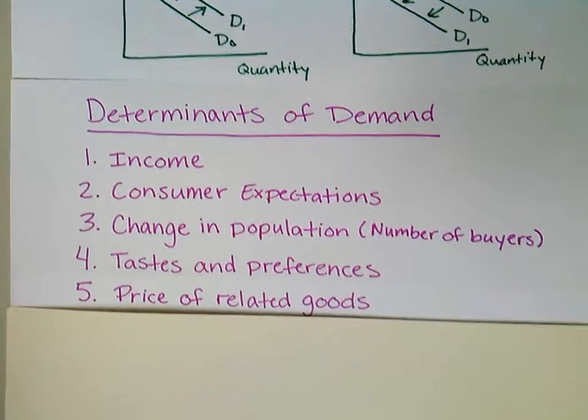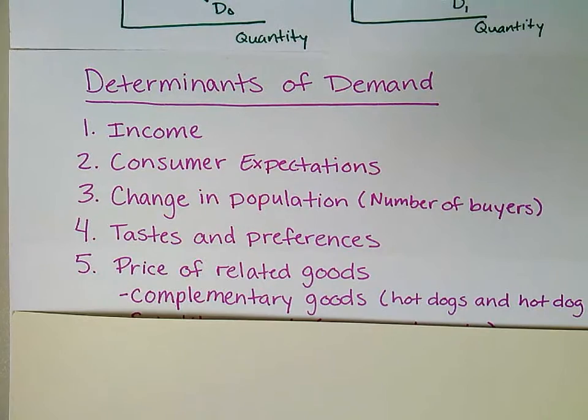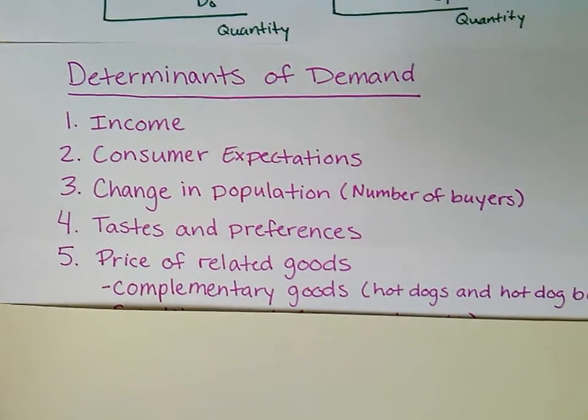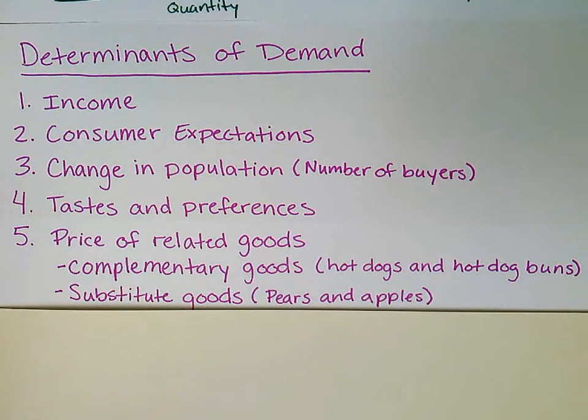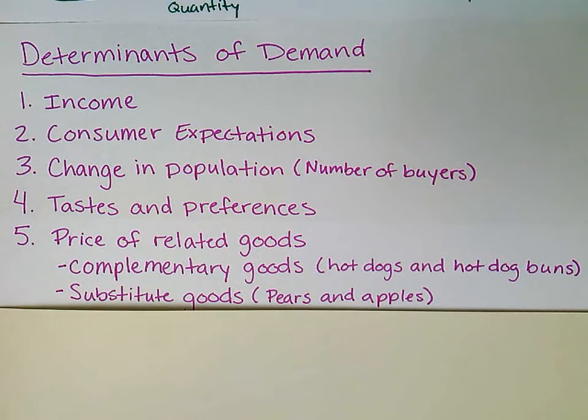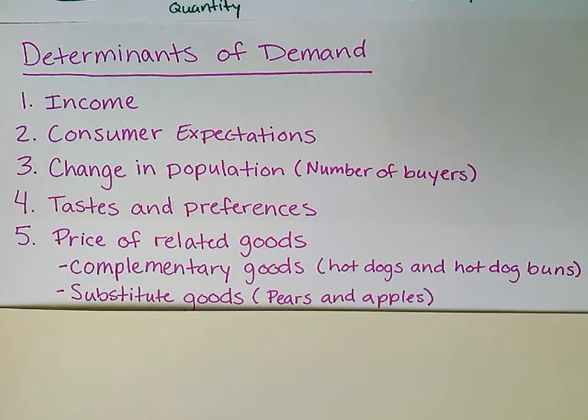Now, as part of related goods, you learned that that includes complementary goods, such as hot dogs and hot dog buns, which go together, and substitute goods, such as pears and apples. If the price of pears goes up, then I can get apples. If the price of apples goes up, I'm going to get pears, because to me, I can substitute them, no problem.